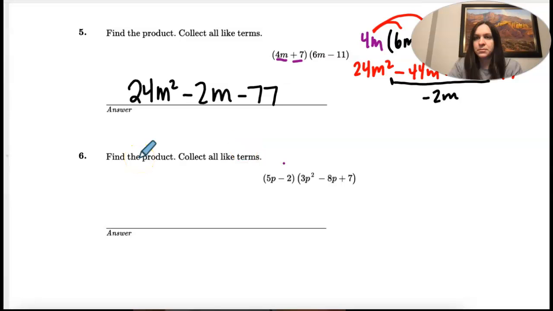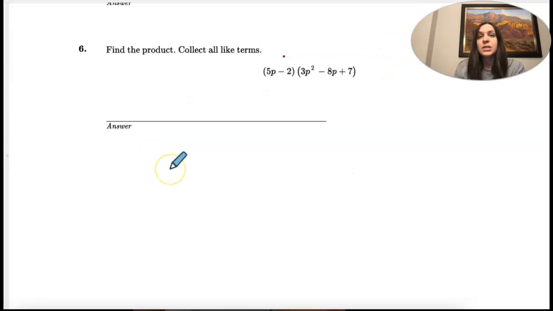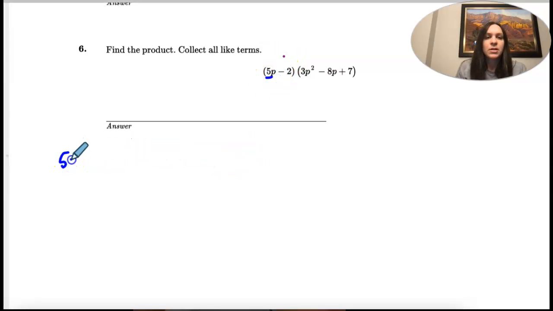Number 6, find the product, collect all like terms. So this one's similar, except now we have a trinomial, which means we have 3 terms. But I'm going to set up the distributive property the same. I'm going to take my first term, but now I'm going to multiply it by this whole trinomial.